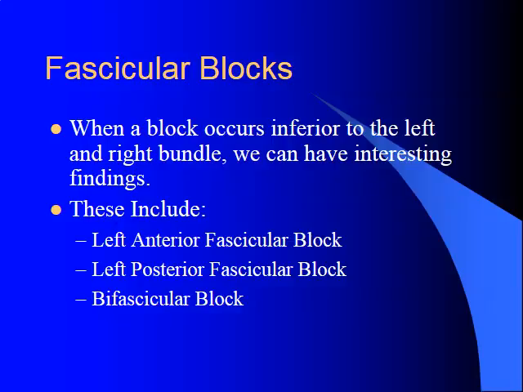When a block occurs inferior to the left and right bundle, we can have some interesting findings. So these are a left anterior fascicular block, a left posterior fascicular block, or a bifascicular block. And we'll discuss those in more depth. So that's what we're talking about, when a single one of these fascicles is blocked, or in combination with the other bundle, the right bundle branch.